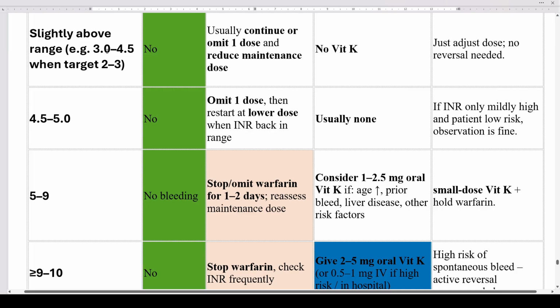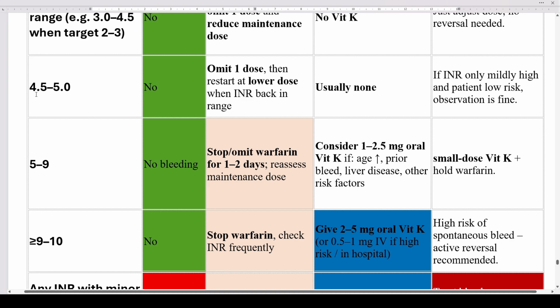If it is more than 3, like 3.3 to 4, but there is no bleeding, you just have to skip one dose and adjust the dose. Reduce the dose a little bit and no reversal is needed. If it is between 4 to 5 and the patient is not bleeding, in that case also just omit one dose and restart warfarin at a lower dose. In this case also no reversal is needed.